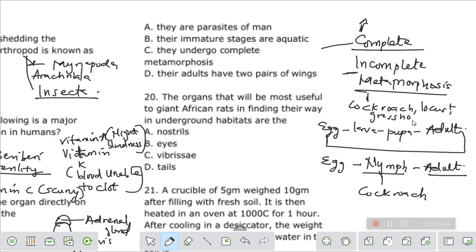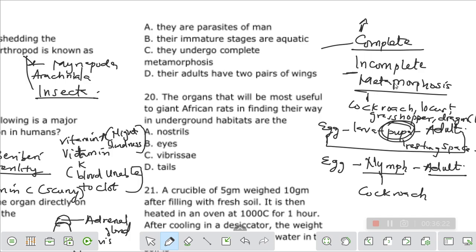So in incomplete metamorphosis, you will not have the pupa stage. Because the pupa stage is the resting stage, it means in incomplete metamorphosis there is no resting stage. Also, there is no resemblance between the pupa and the adult in complete metamorphosis. But between the nymph and the adult, I told you there will be resemblance. So I think with this I've been able to teach you that aspect.